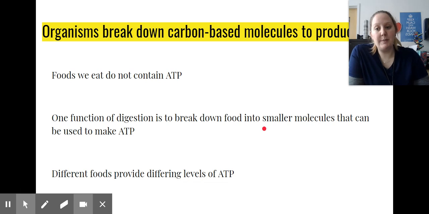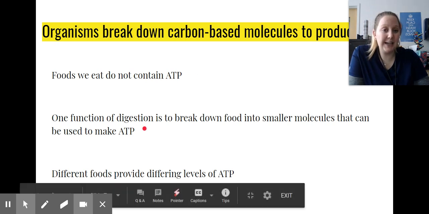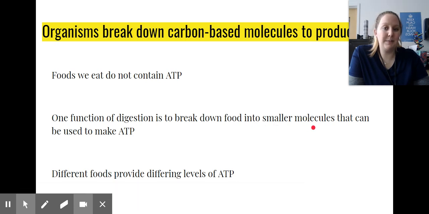Organisms break down carbon-based molecules in order to produce ATP. I know my picture here is behind our screen. The food we eat does not directly contain ATP. However, it does contain macromolecules that can be broken down into ATP. One of the functions of the digestive system of consumers, or animals that must eat other organisms, is to break down that food into smaller molecules that can be used to make ATP. Different foods generate a different level of ATP. Let's take a look at what types of foods create the most amount of ATP.